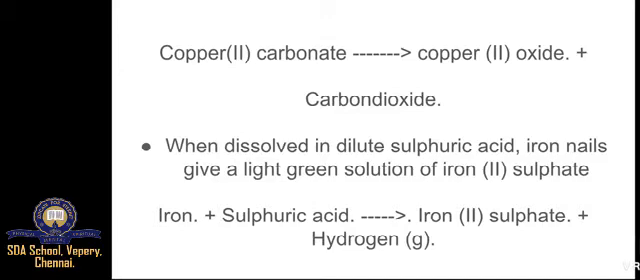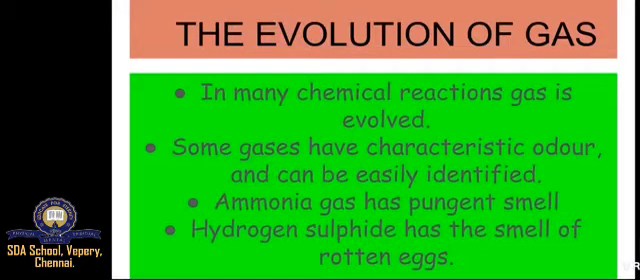The next reaction is when dissolved in dilute sulfuric acid, iron nails give a light green solution of iron 2 sulfate. Iron nails we use at home also, to hang up things. When this iron is reacted with sulfuric acid, it turns into iron 2 sulfate and then hydrogen gas comes out. Before that, the solution color was white. When the reaction has proceeded, it changes into green color.